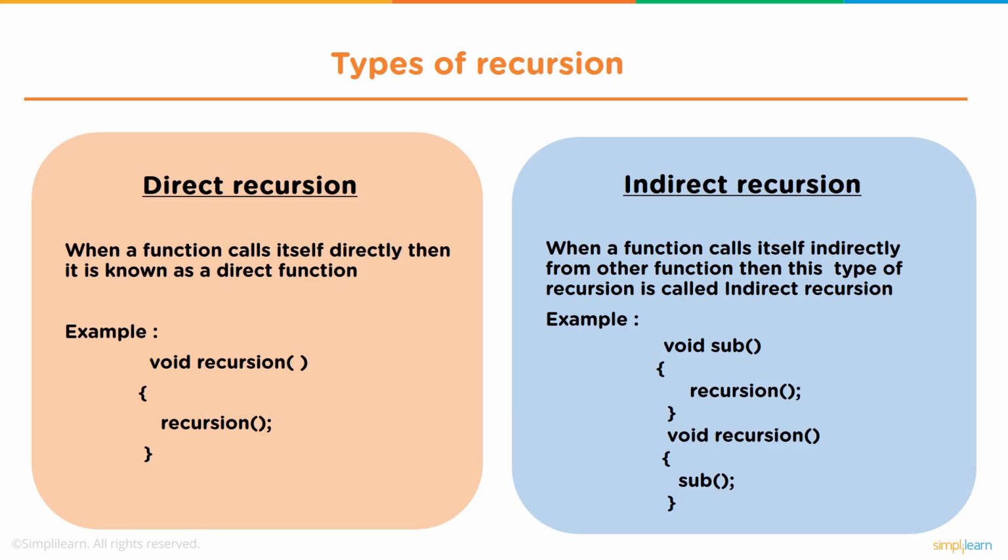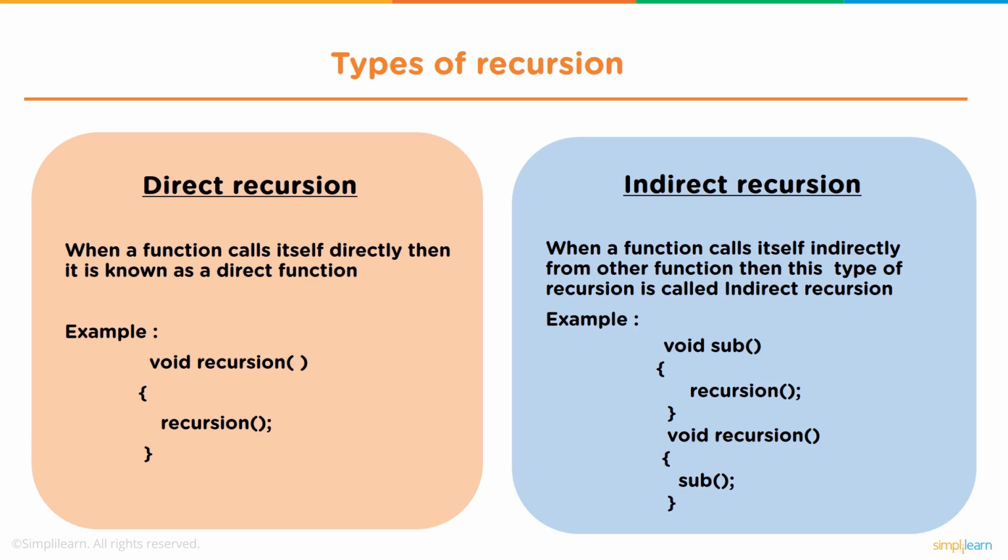Now, coming to indirect recursion. When a function calls itself indirectly, that is, if a function calls some other function to make a recursive call, then it is known as indirect recursion. For example, here the recursion function is calling some other function sub, and the sub function is calling the recursion function. Here both the functions are calling other functions to make a recursive call. This is called indirect recursion.